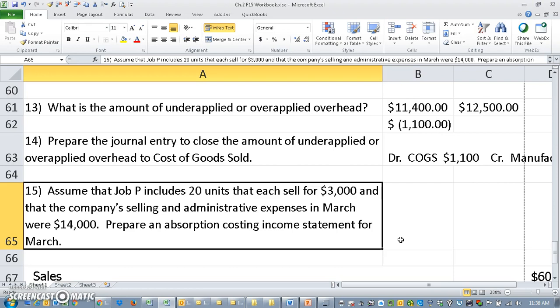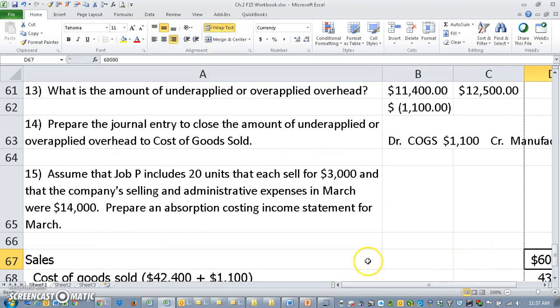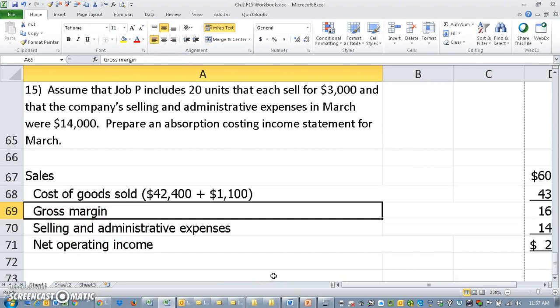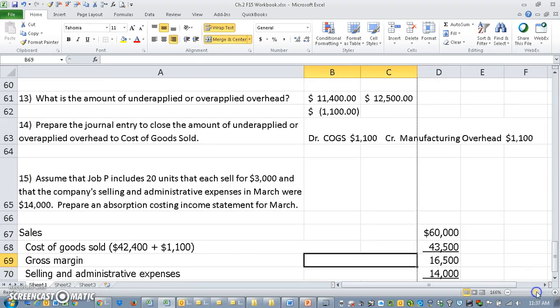Okay, so finally it says, let's say job P, we sold the 20 units, which had specified at the beginning of the problem for $3,000 each, and the selling and administrative expenses related to those sales were $14,000. Let's show an income statement for that sale, basically. Okay, so let's see here. I'm going to shorten some of this so that we can bring it up. I apologize for a little bit of formatting. I want you guys to be able to see these numbers, so I'll just shrink this. There we go.